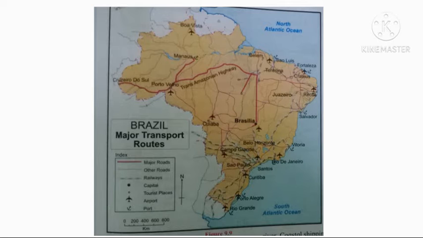Answer the following questions. Which means of transport are seen on the map? We can see here waterways, roadways, railways and airways on this map.